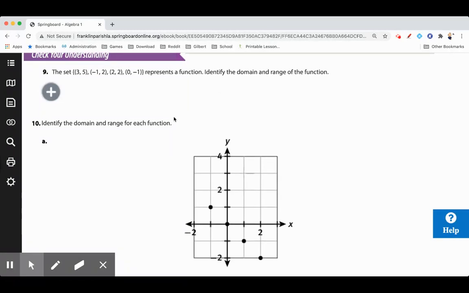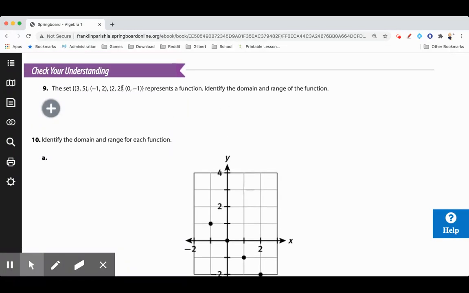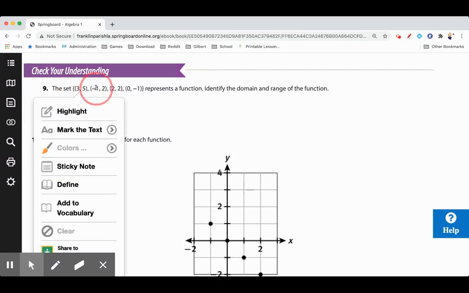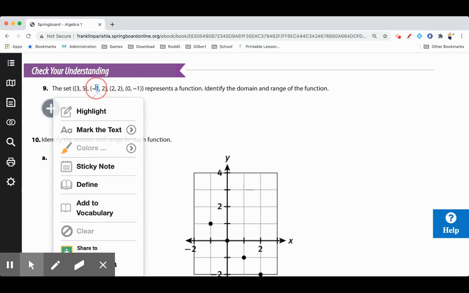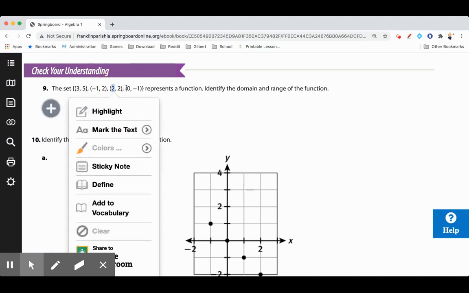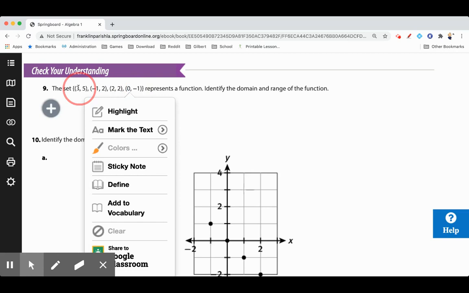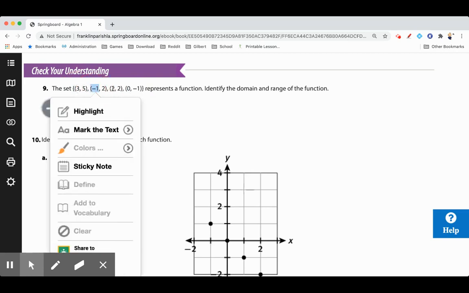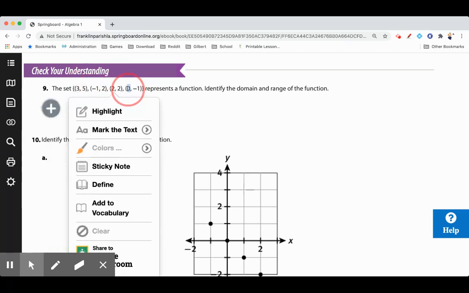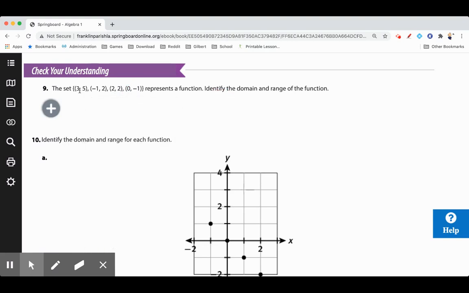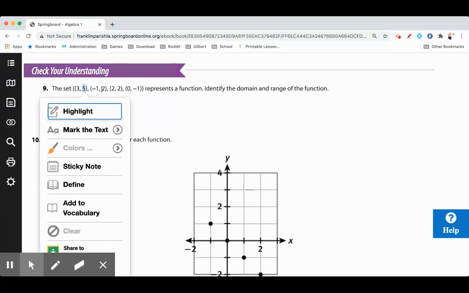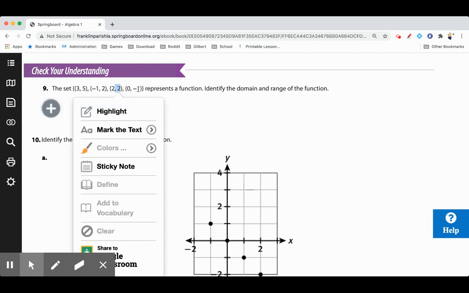All right, check our understanding. This set of numbers represents a function. Identify the domain and the range of this function. Domain is the x coordinates 3, -1, 2, and 0. Those are the domain. 3, -1, 2, and 0. The range of the function will be the y-coordinates. 5, 2, 2, and -1.